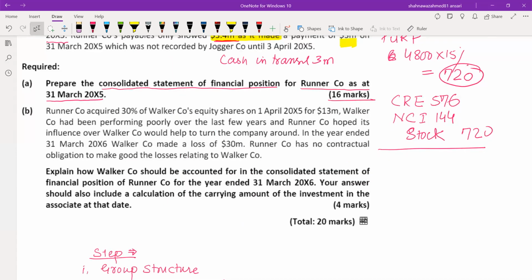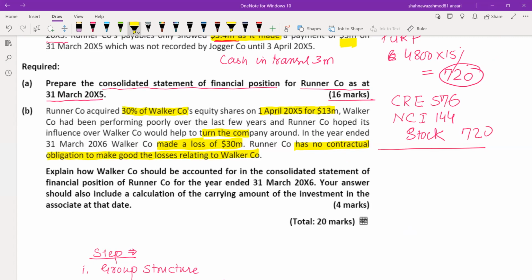Runner Co. acquired another acquisition, 30% equity shares of Walker Co. on 1st April 20X5 for 13 million. Walker Co. had performed poorly over the last few years, and Runner Co. hoped its influence over the company would help to turn the company around. In the year ended March 20X6, it made a loss of 30 million. Runner Co. has no contractual obligation to make good the losses related to Walker Co. Means he has no commitment to make good the loss.